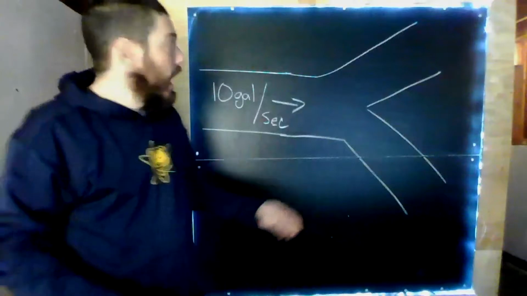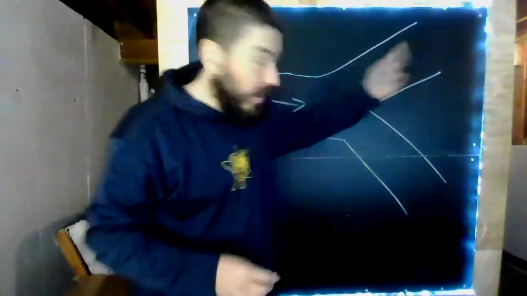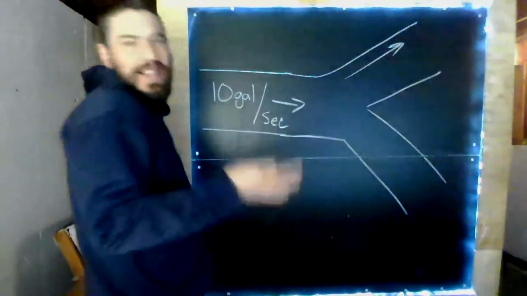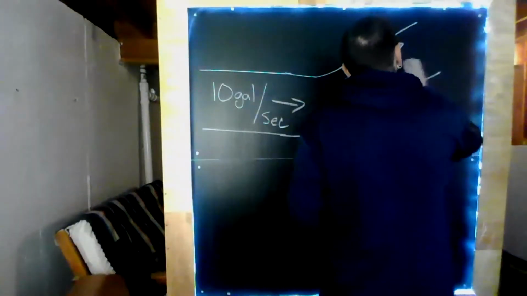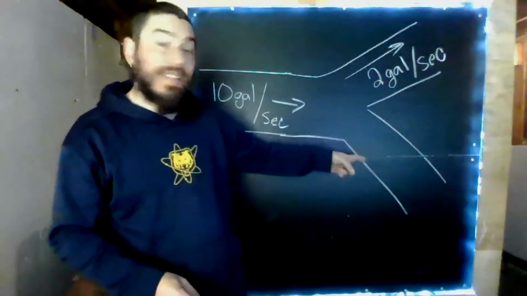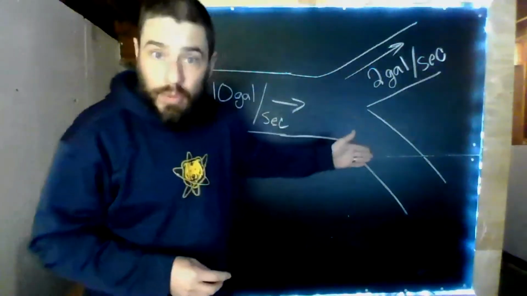Okay. And we've got some that's going over here, and this is going to get made into pumpkin yogurt. This is the pumpkin yogurt pipeline. That's what this is. And so it's going over here, and it's not their most popular flavor. Only 2 gallons per second goes over there. Okay? Now, this pipe right here carries the yogurt that's going to be strawberry yogurt. Everyone loves strawberry yogurt. We're going to need a little bit more of that.